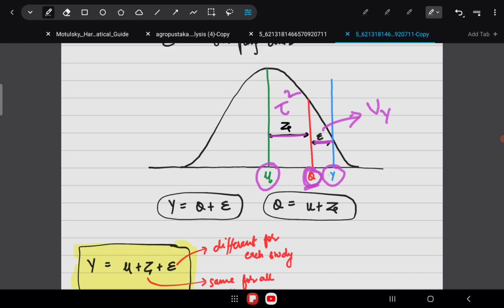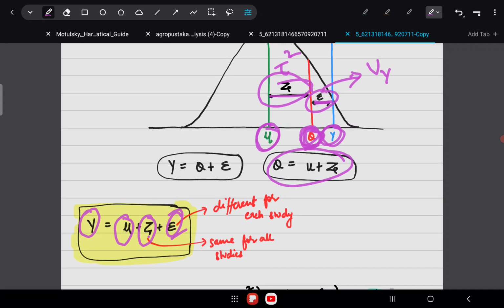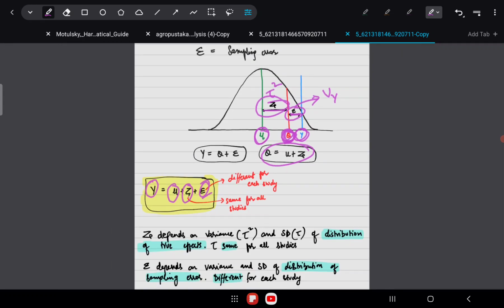So you can see that y is equal to theta plus epsilon, right? And what is theta? Theta is grand mean plus zeta. So altogether, the observed effect is grand mean plus zeta plus epsilon. We know that zeta depends on the between-study variance, which is the same for all the studies, and epsilon depends on the within-study variance, which will be different from study to study.